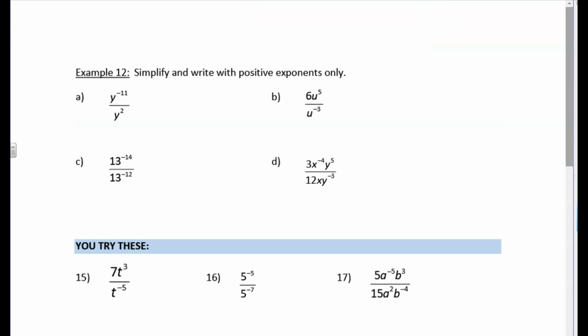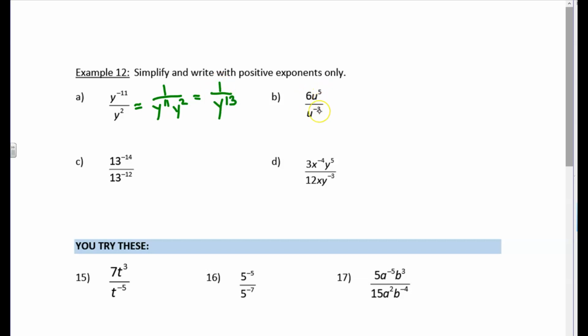Now we're going to write all these using positive exponents only. So what I want to do first is pull anything with a negative exponent to the proper place. So this becomes 1 over y to the 11th times y squared. And at this point, I can combine those with addition to get 1 over y to the 13th.